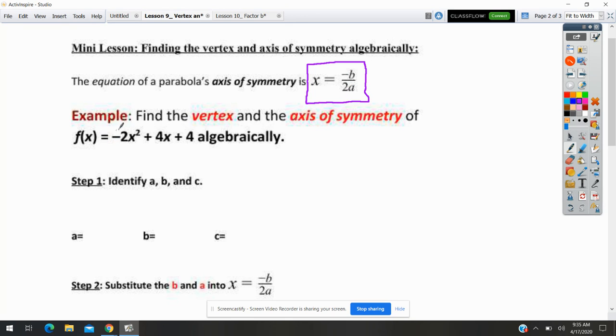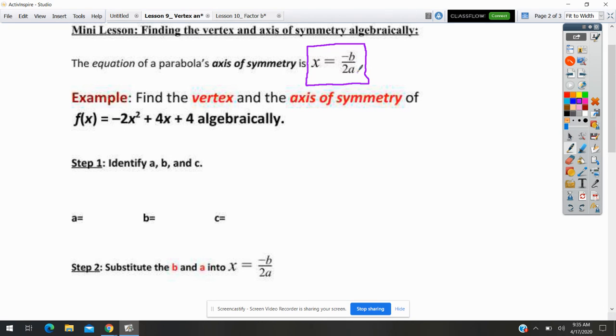Our first task is to find the vertex and axis of symmetry of f(x) equals -2x squared plus 4x plus 4. The first step is we need our b and our a values. Just to make it easier, let's identify our a, b, and c. Our a is the first coefficient of x squared, which is -2. b is 4. And c is also 4.